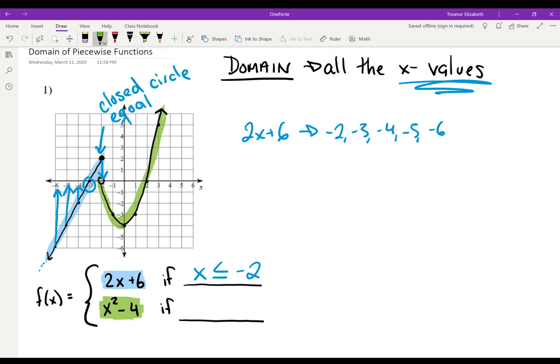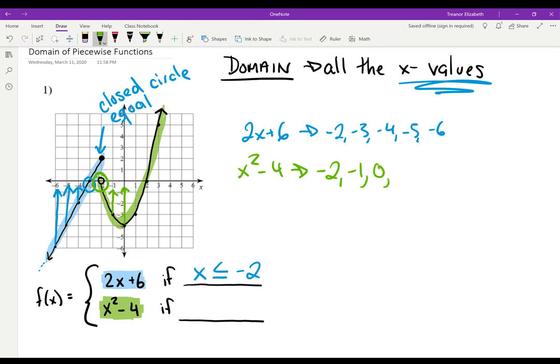Looking at the quadratic parabola, we're going to do a similar procedure. So here is our starting point that I've circled in green, and that is at the x value of -2. So I'm going to start listing these as well. So some of the x values include -2. At our next point, we have an x value of -1.